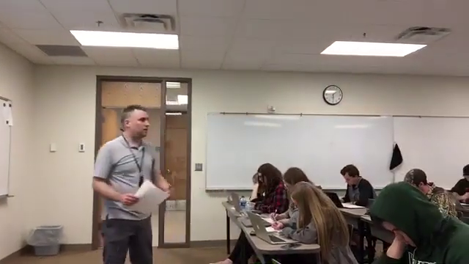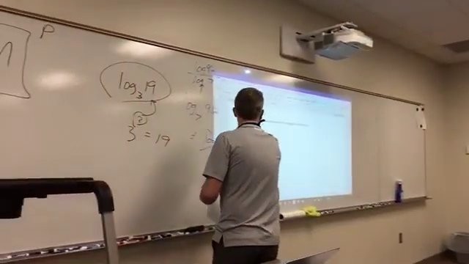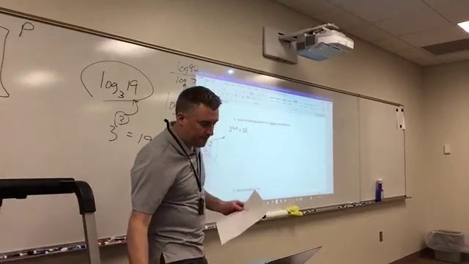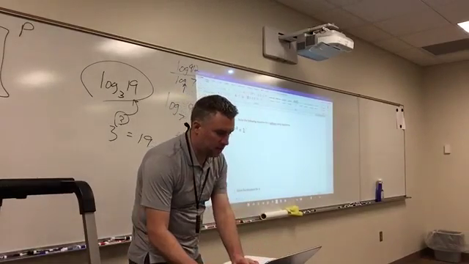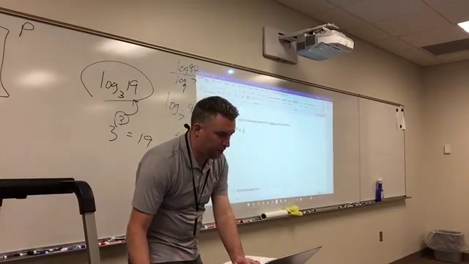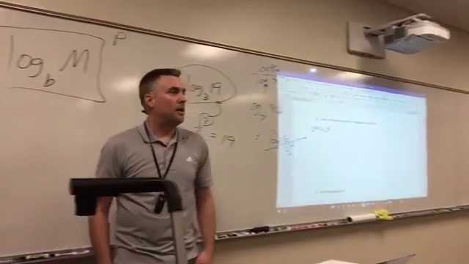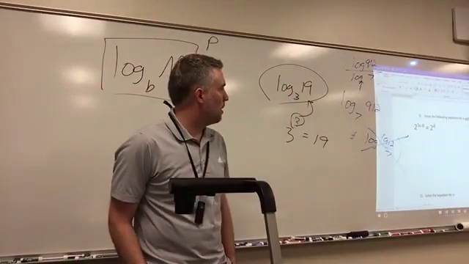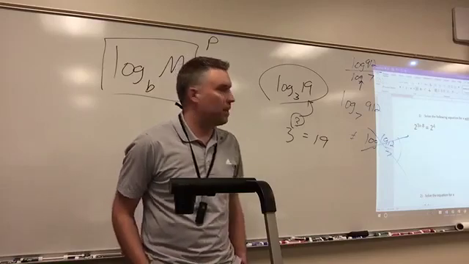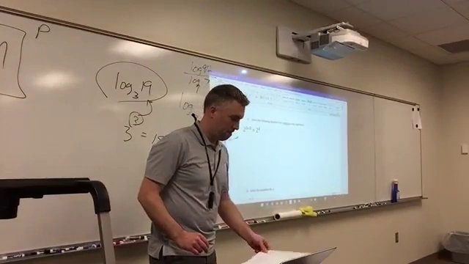So the key there would be to recognize that this 16 could be rewritten if I erase the 16 and I write it as 2 to the 4th power. Now you should see that 3x minus 8 must be equal to 4. And now I could just quickly solve. What does x equal? 4.